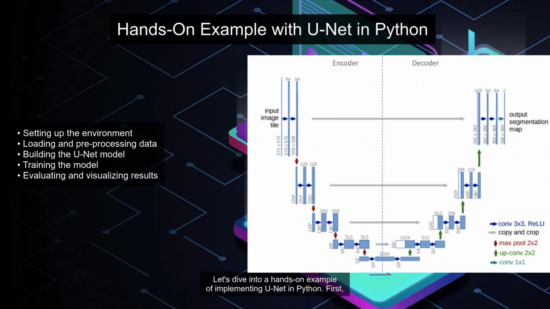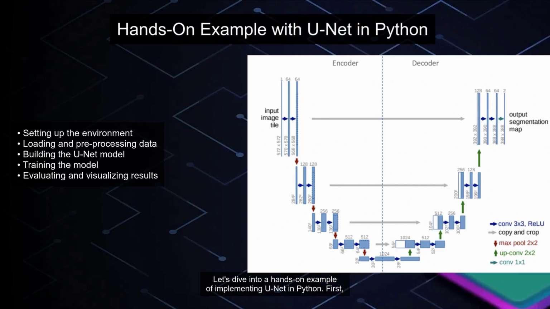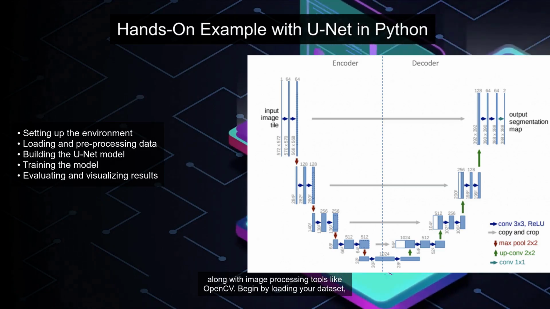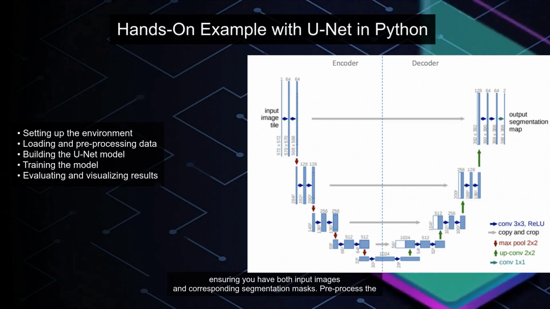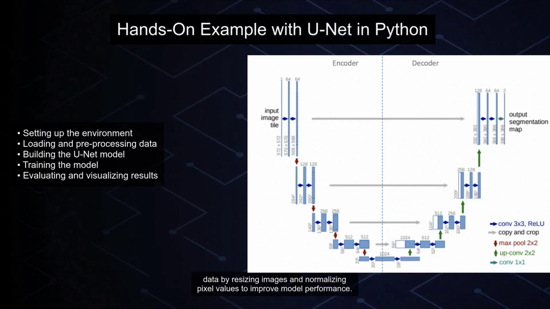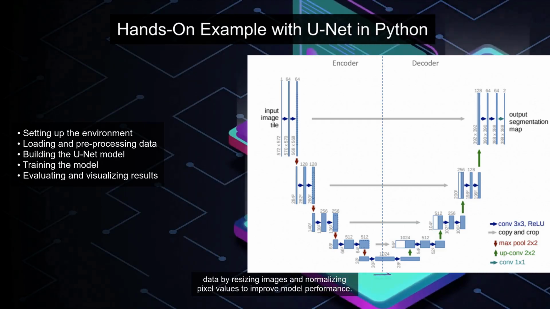Let's dive into a hands-on example of implementing UNet in Python. First, set up your environment with necessary libraries such as TensorFlow or PyTorch, along with image processing tools like OpenCV. Begin by loading your dataset, ensuring you have both input images and corresponding segmentation masks. Pre-process the data by resizing images and normalizing pixel values to improve model performance.